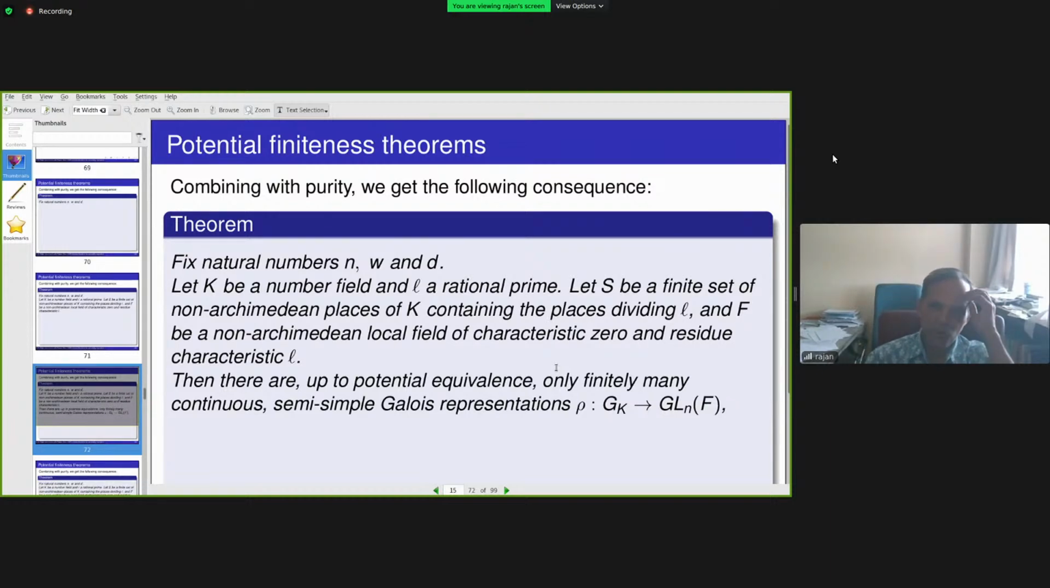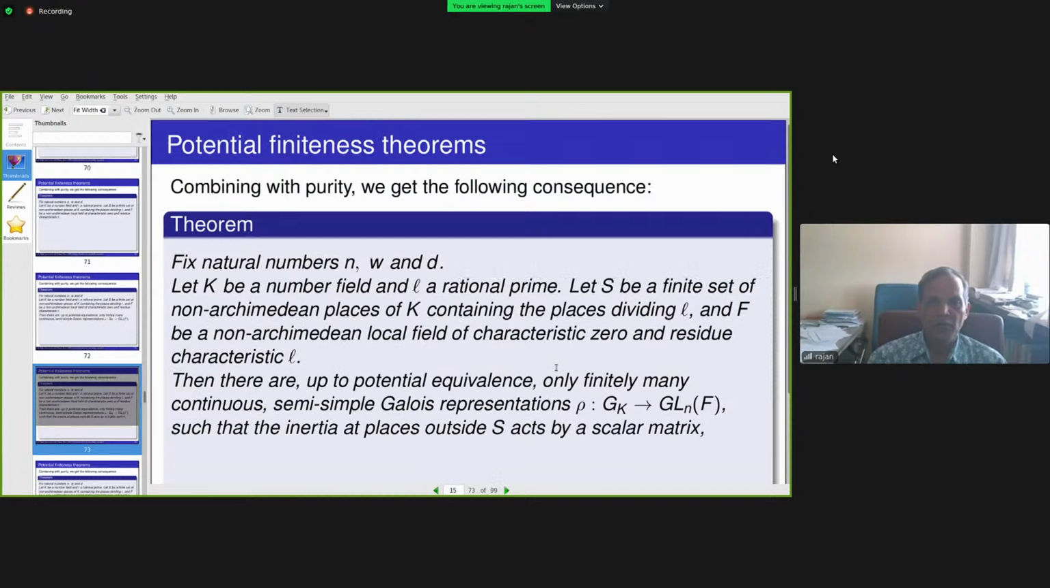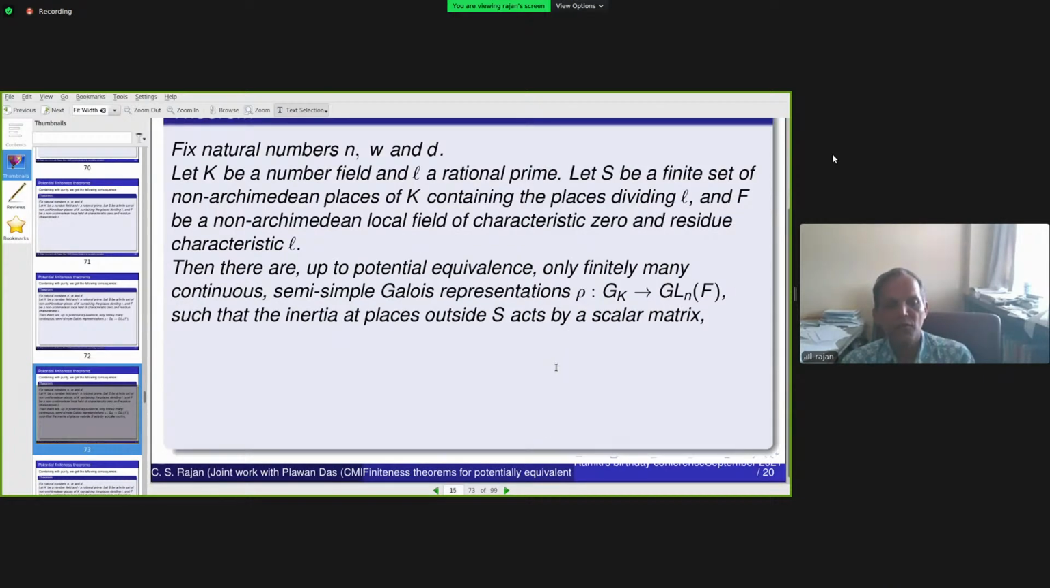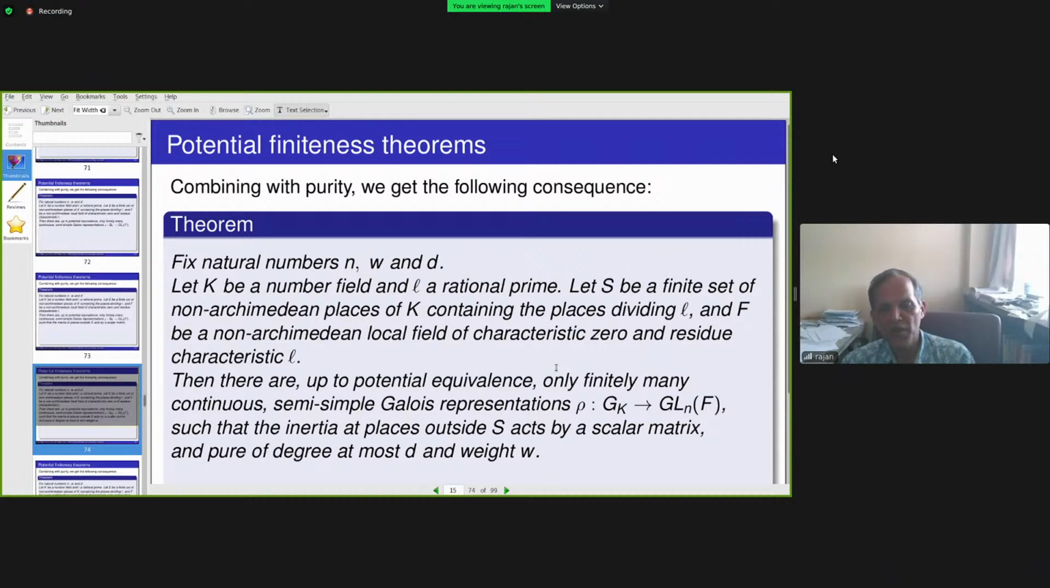Then, up to potential equivalents, there are only finitely many continuous semisimple Galois representations rho from G_K to GL_N(F), such that the inertia at places outside S acts by a scalar matrix and is pure of degree at most D and weight W. Because I have fixed F, there are only finitely many roots of unity, so the order with which the inertia will act is bounded, right?